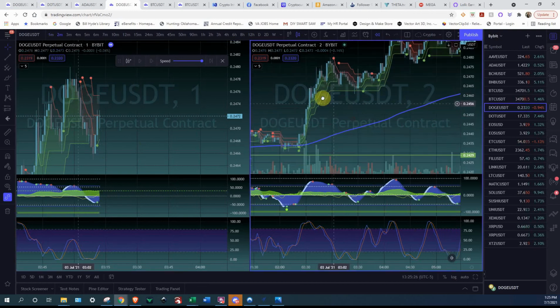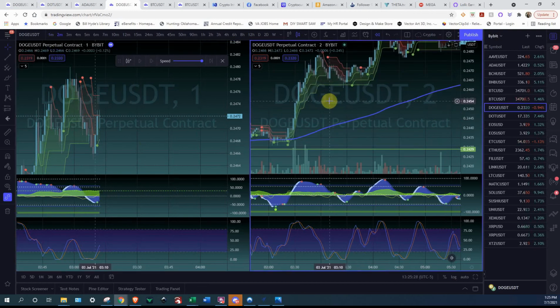Now, over here on the 2-minute, you can see that we have the RSIs at the bottom, which is good, but there's no buy signal on this candle. Ideally, I would like to see a buy signal at the same time on the 2-minute as I see on the 1-minute. So I personally would not enter this trade.